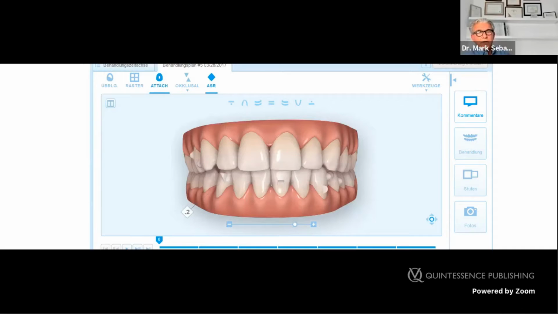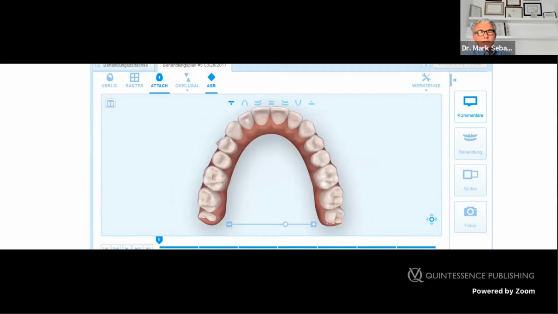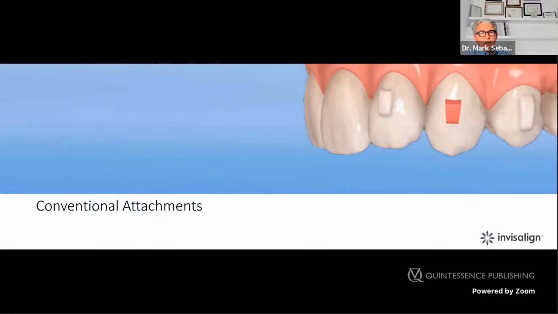You see it here in a different view. You see some attachments. Interesting how we widened the front. And now let's talk a little bit about how we can do this.